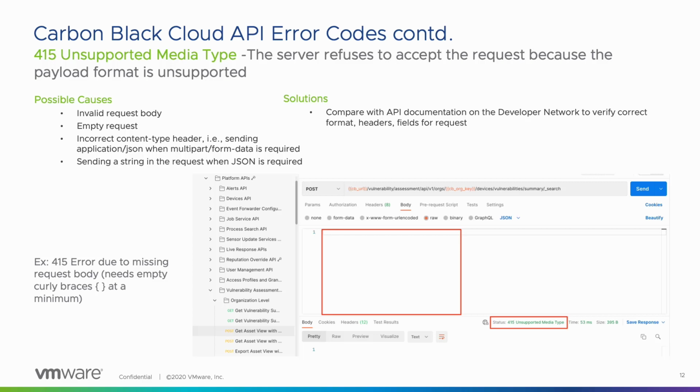The example shown here is caused by a missing request body. This particular route does not have any required fields, but we still must send empty curly braces.